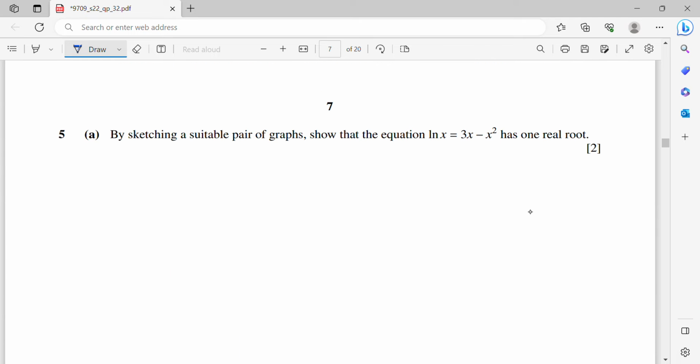Now, question 5. By sketching a suitable pair of graphs, show that the equation ln x equals to 3x minus x squared has only one real root. If you are sketching a pair of graphs, it means that you should have just one intersection point, because one intersection point means one real root. Alright, so first of all, I will sketch ln x.